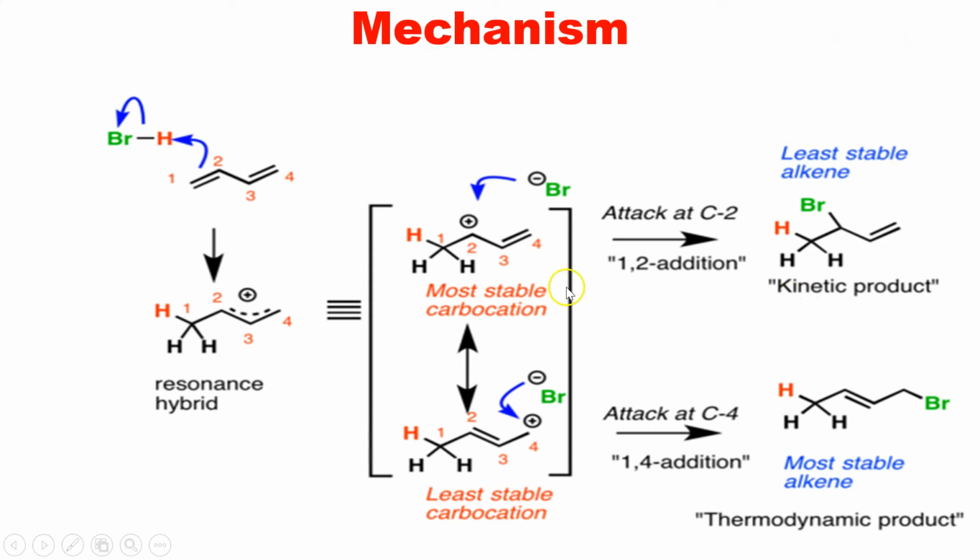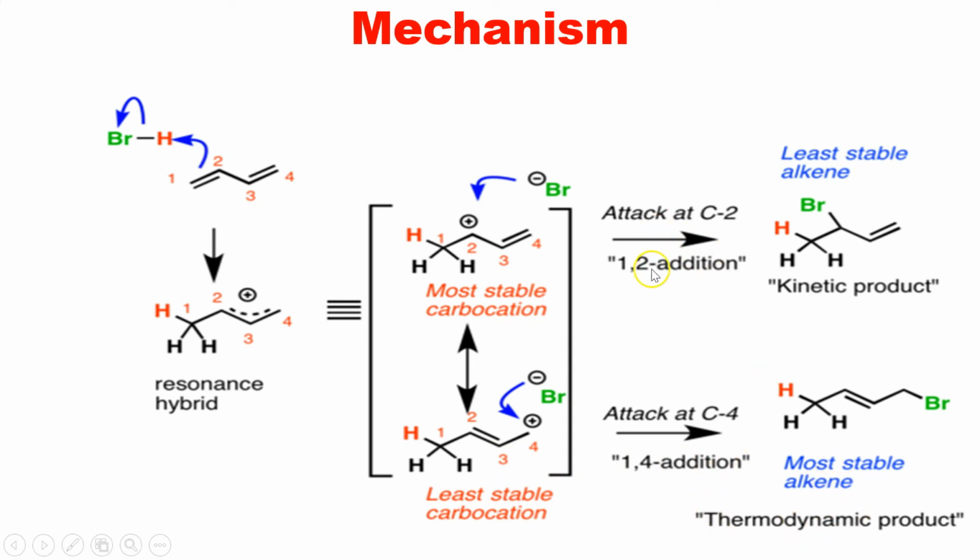So the thing is that the more stable carbocation gives a kinetic product, which is the less stable alkene, and the least stable carbocation gives a more stable alkene, that is the thermodynamic product. Thermodynamic means there is some involvement of temperature here. We will see why it is said to be thermodynamic: the energy of activation required to form the least stable carbocation is more, so that is why it is said to be a thermodynamic product.